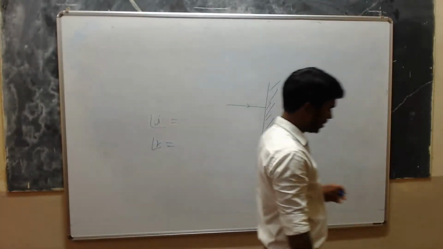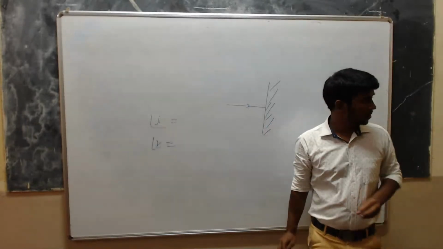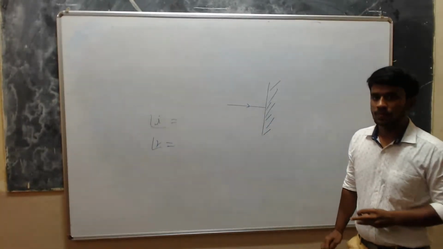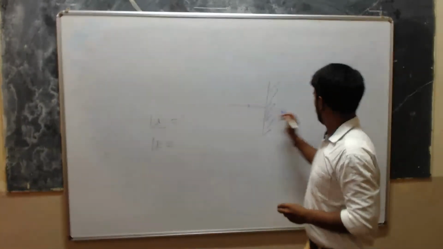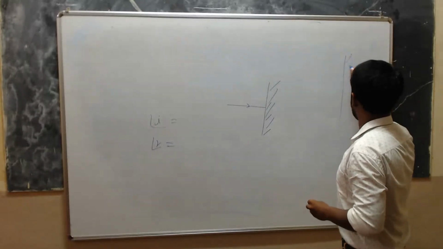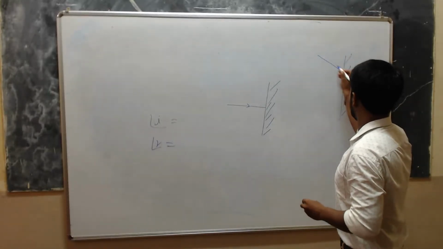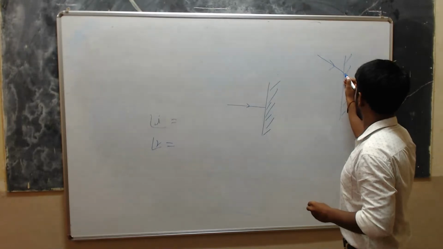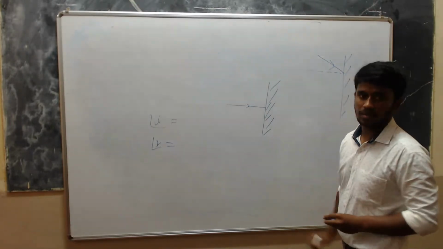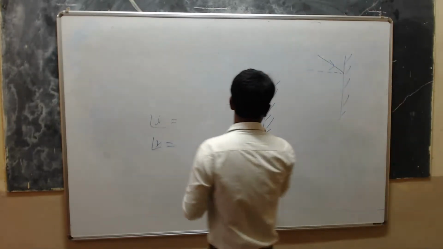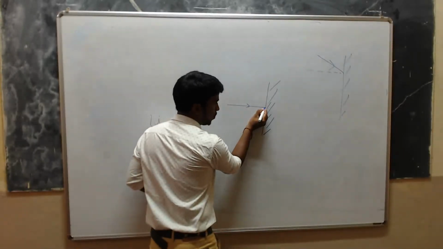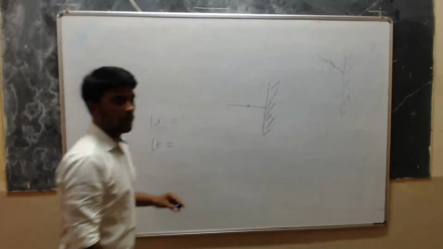Yes, see here. Now, how to draw the normal here? We usually draw the normal at the point of incidence. Suppose it is an incident ray, then at the point of incidence we will draw the normal. But now observe here, this is the incident ray and this is the point of incidence. But how to draw the normal here?